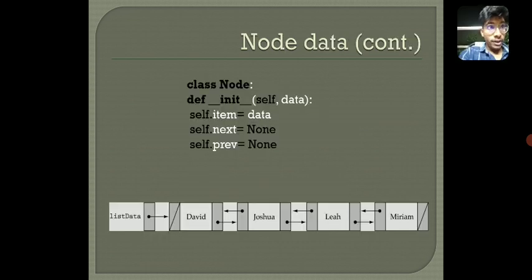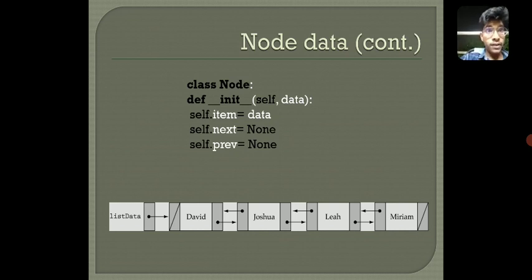Node data can be defined in a doubly linked list as class Node, where we have to define everything in the class. In class Node, def __init__ of self, data: self.item is equal to data, self.next is equal to None, and self.previous is equal to None.